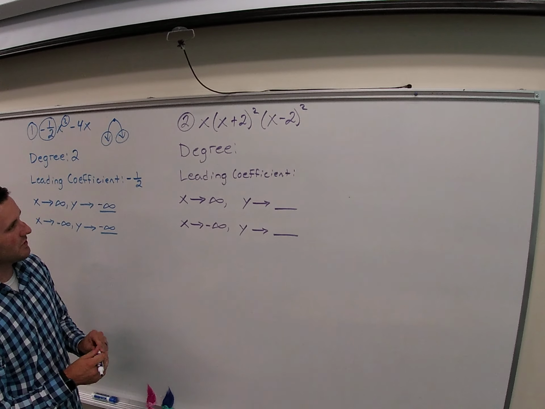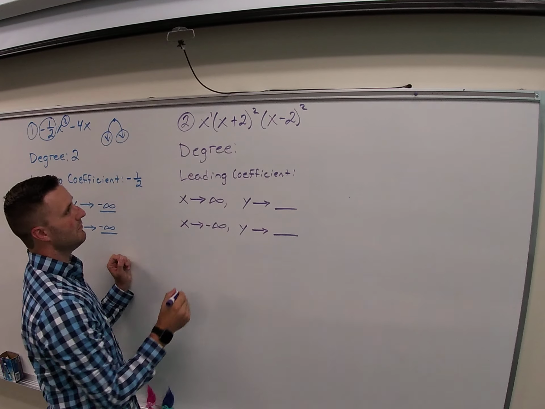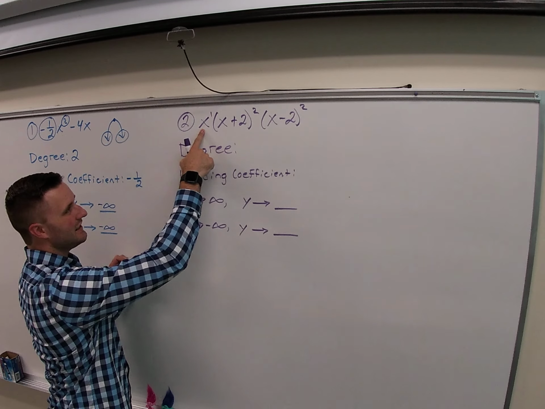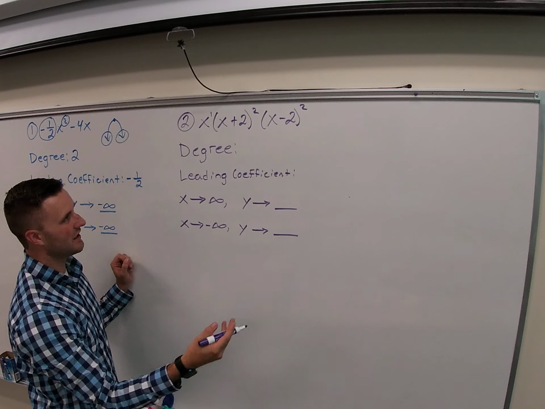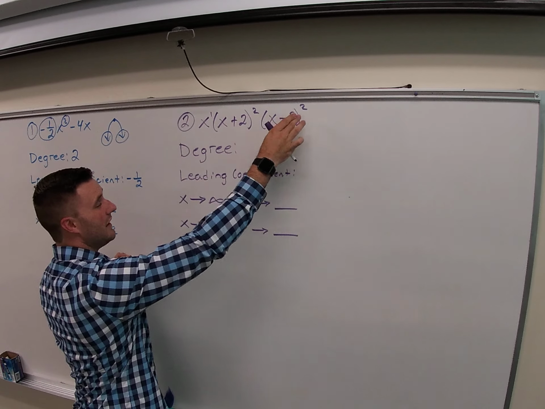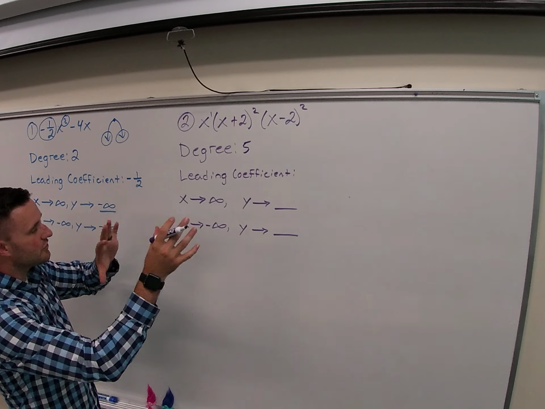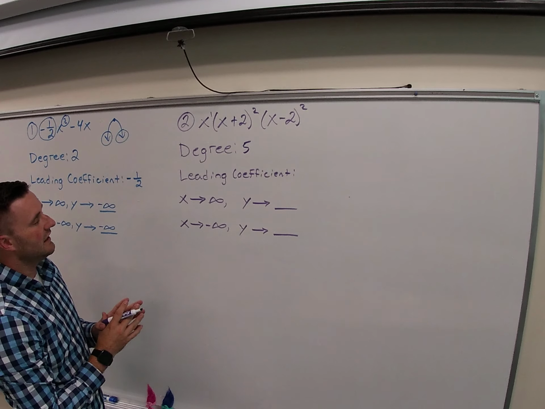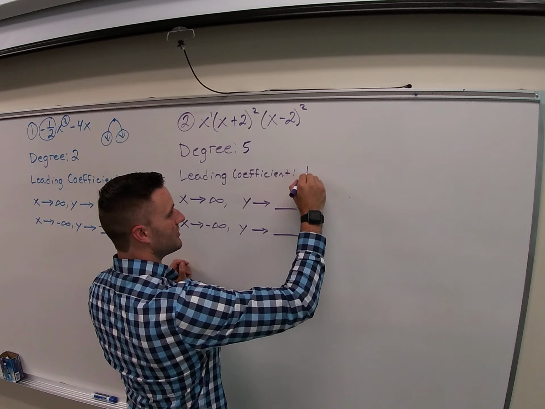So our degree is a little harder to find here. This is technically an x to the first power. So I have one x here, I have two x's here, right? And x times x gives me an x squared. Another x times x gives me an x squared. So I have 5 total x's here. So I actually have a degree 5. And if I were to distribute and multiply all that out, I would get an x to the 5th. And in fact, it would be a 1x to the 5th.